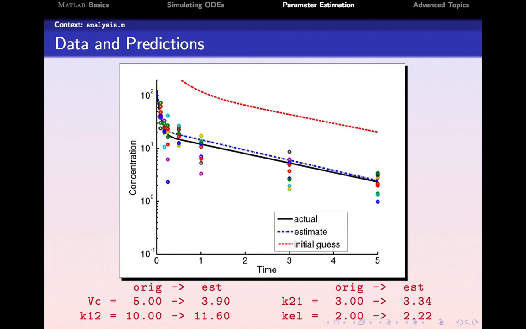So what we have next is I go through and plot everything. Here we have the original data given by the circles. We have my initial parameter estimate. Remember, I started my initial guess off at all ones because I just didn't know what the solution was. And I have the actual values, with the prediction according to the actual values given by the solid black line, and then the blue dash dot line shows my model prediction at the estimated values.